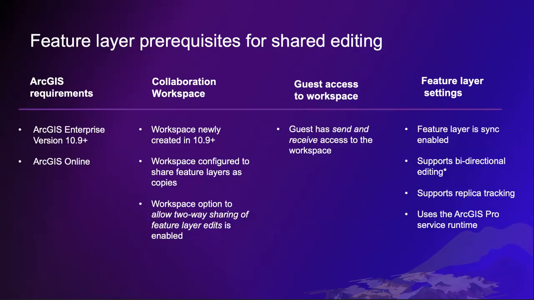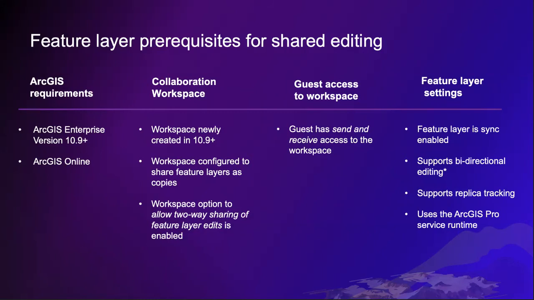But this is what I wanted to get to. These are the feature layer settings to be able to get the shared editing, but really to get the copy to work well. Sync needs to be enabled. We kind of already talked about that. Bidirectional editing. So I guess I didn't have it in there. So great question asking about the global ID. You need to have the global ID in there, but also that third bullet point, supports replica tracking or also versioning. So really those 3 things, I'm going to say them again. Sync enabled, global IDs, and either replica tracking or versioning.